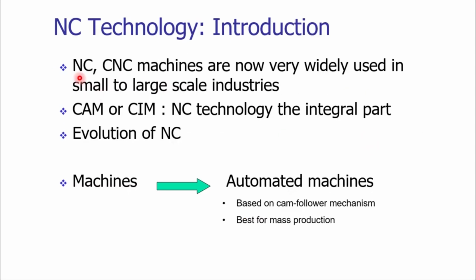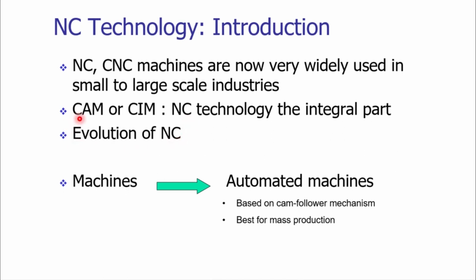As I mentioned, NC and CNC machines are now very widely used. They are very popular in the industry, from small scale industry to large scale industry. In tool rooms as well, these machines are widely used. As far as the CAM philosophy, or the computer integrated manufacturing philosophy, is concerned, NC machines and NC technology based equipment are now an integral part of these systems.